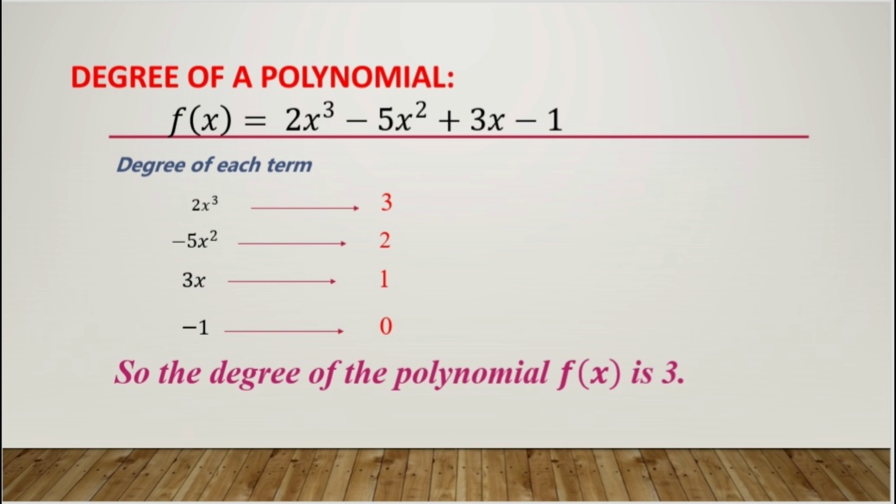Now that you have found the degree for each term, in order to find the degree of a polynomial, we need to find out the highest of all these individual degrees. So, the highest of all these individual degrees is 3, and so the degree of this polynomial will be 3. So, to find the degree of the polynomial, we need to find the degree for each term and then pick up the degree of the highest term.